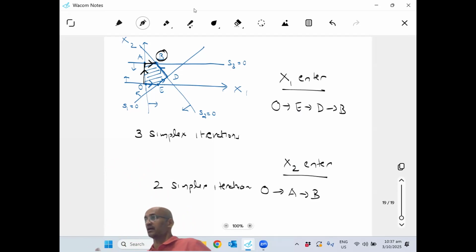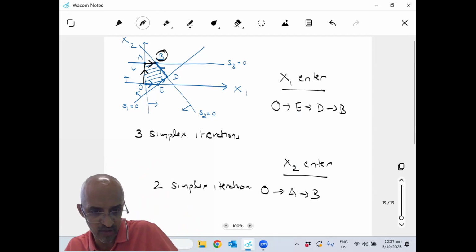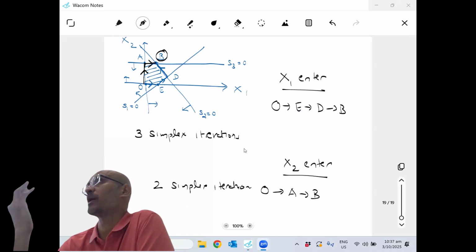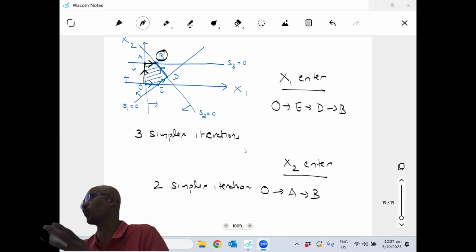I will explain why the method works. But before we do that, any questions online on the method? You should be wondering why these row operations are doing the right thing. Why is it converging? Why is it doing what we expect it to do? So we'll talk about that next.